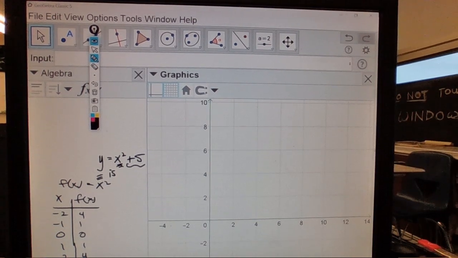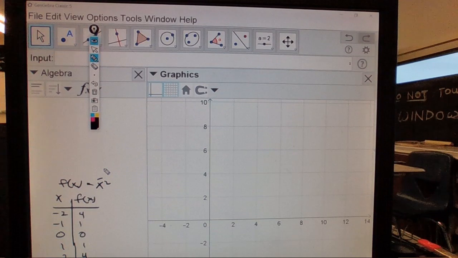If I want y equals x squared minus 3, then what do I do with all of these y values? Just subtract 3 from them. And I get 4 minus 3 is 1. 1 minus 3 is negative 2. 0 minus 3 is negative 3. 1 minus 3 is negative 2. And then 4 minus 3 is 1.